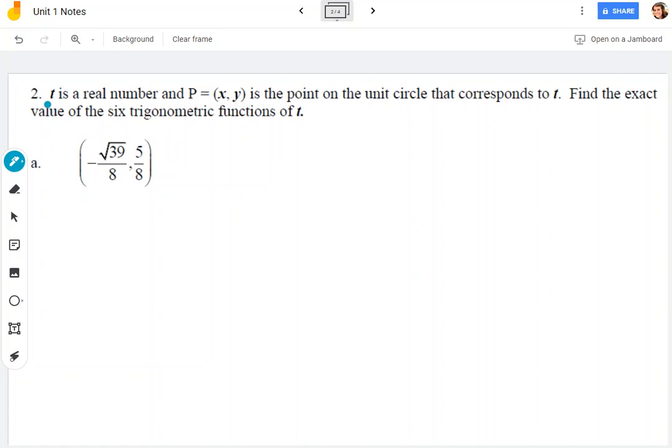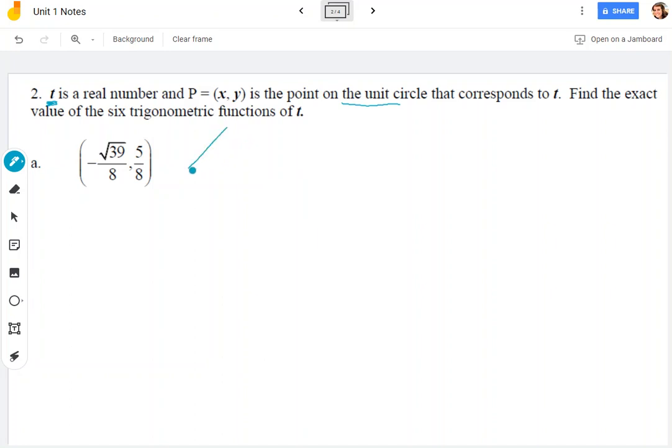So t here is representing an angle, but we don't know what the angle is. It's a real number, and our point x, y here is a point on the unit circle that corresponds to the angle t. Find the exact value of the 6 trig functions of t. So it says it's on the unit circle, but we need to confirm that the circle is a unit circle, so we need to check that the radius is 1.